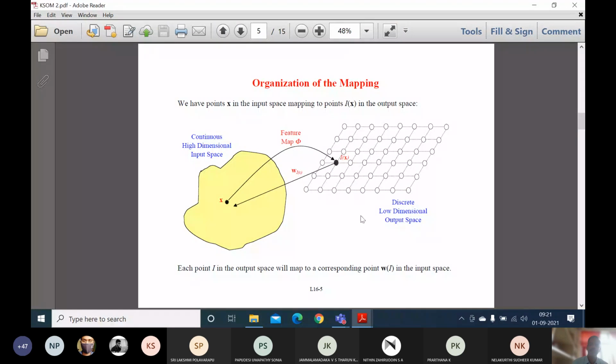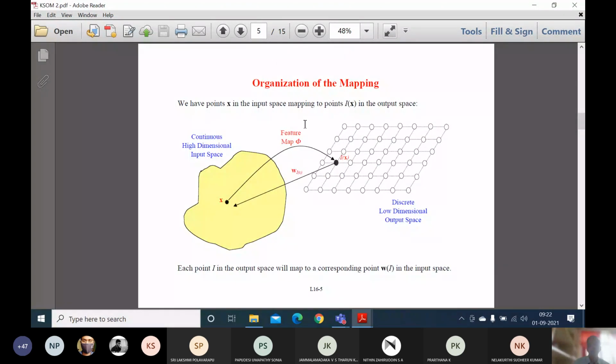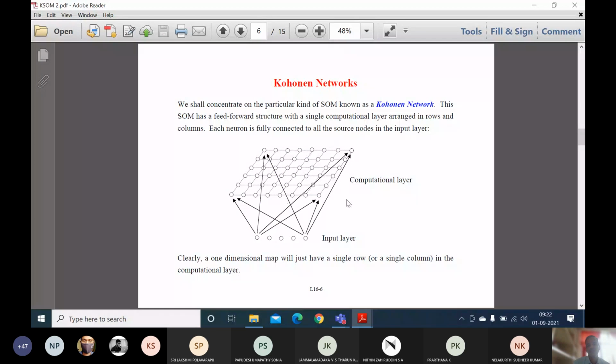So how are we trying to create that one-dimensional lattice or two-dimensional lattice? A coherent network, this is a normal one. So how the human brain maps, similarly, we are trying to create a coherent network.